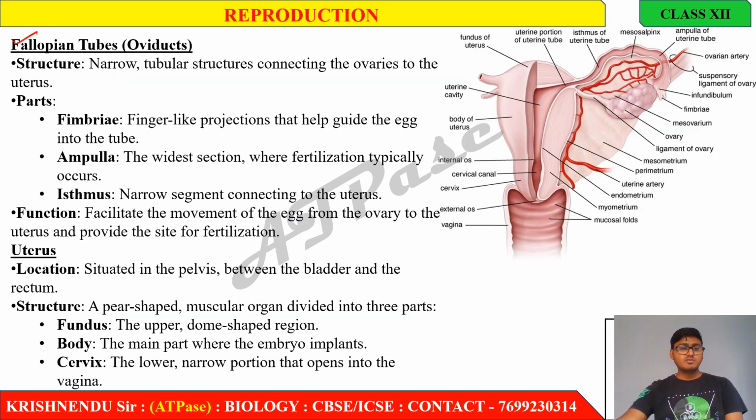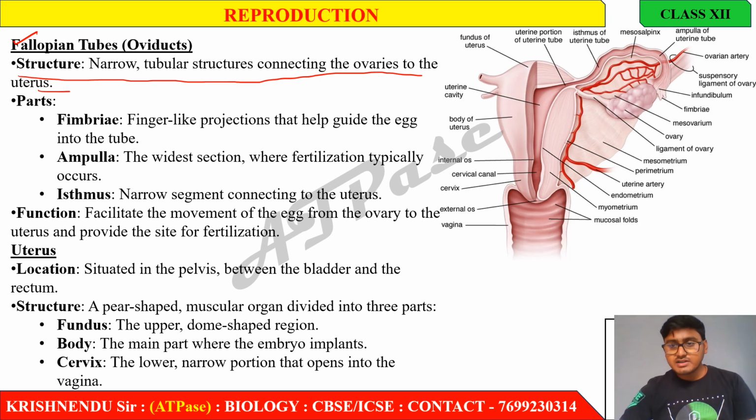Next, the fallopian tube, that is the oviduct. Structure: a narrow tubular structure connecting the ovaries to the uterus. So what is the fallopian tube? Look, here this is the ovary, and this duct is known as the fallopian tube. Which duct? This duct. This duct is known as the fallopian tube. This fallopian tube connects the ovary with the uterus.